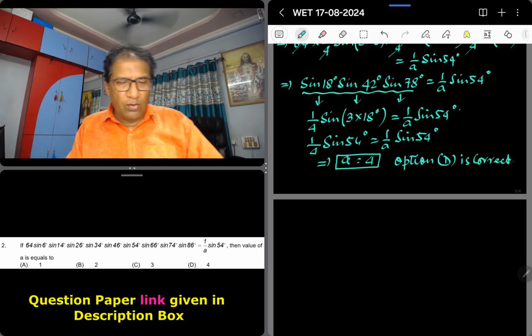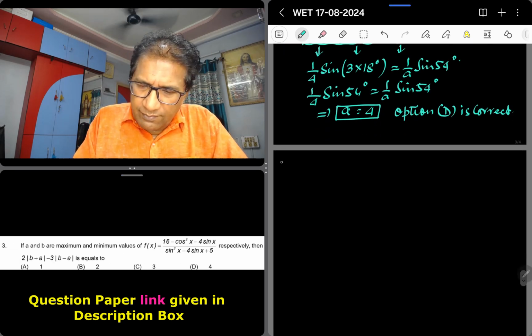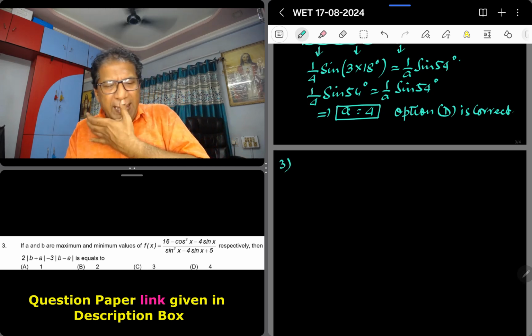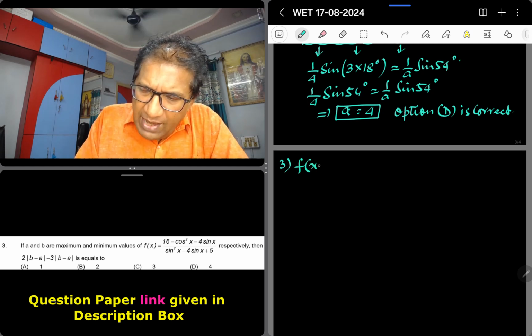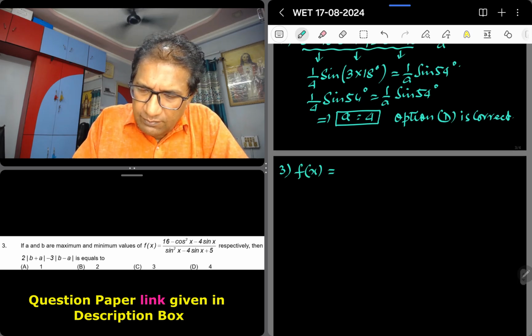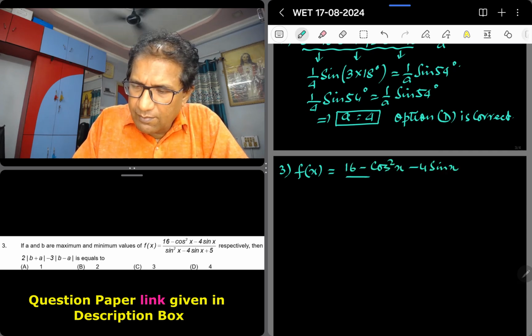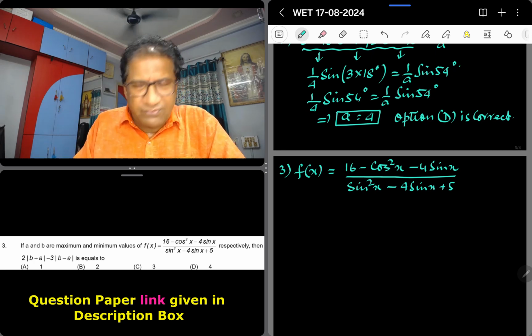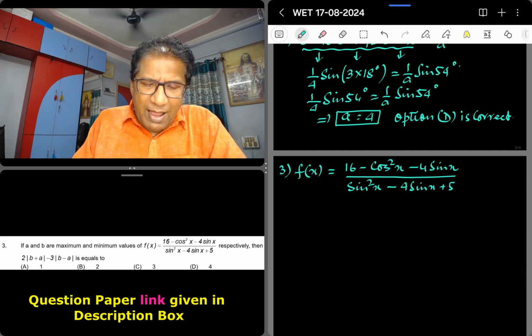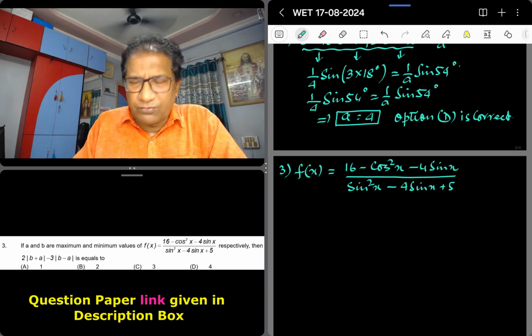Is it clear? Okay, let us move to the third one. A and B are the maximum and minimum values of the given function. Now, I'm rewriting the function. We have been given this function, and we have to find the maximum and minimum values, which are represented by A and B respectively. So let us find the extreme values for this function.